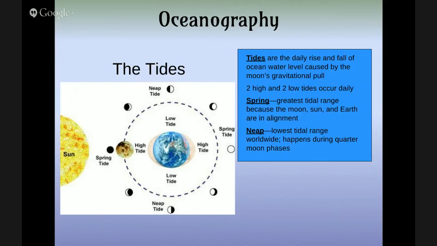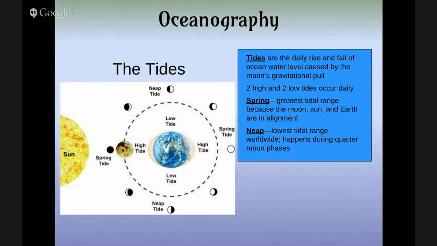So we have the different types of tides depending on where the sun and the moon are. So we have spring tides. Here the greatest tidal range happens. We have the highest high tides and we have the lowest low tides. And this is because this happens when the sun, the moon, and the earth are all in alignment.